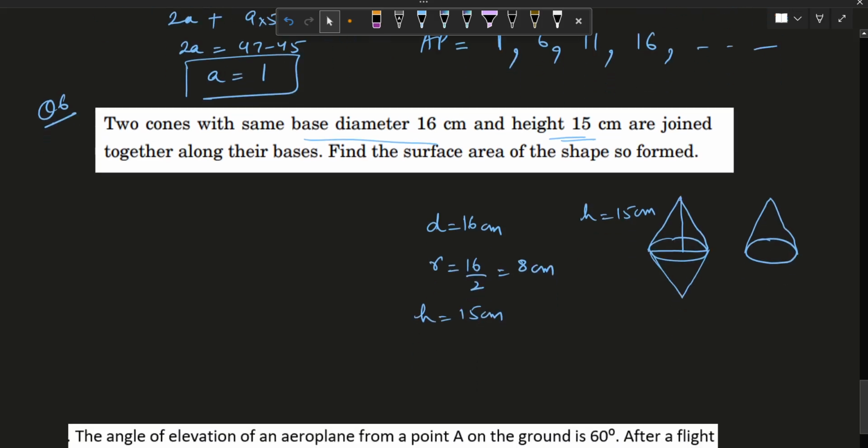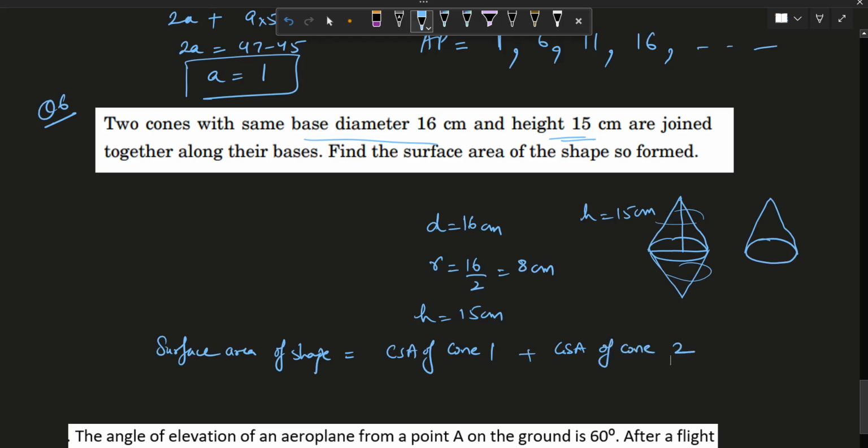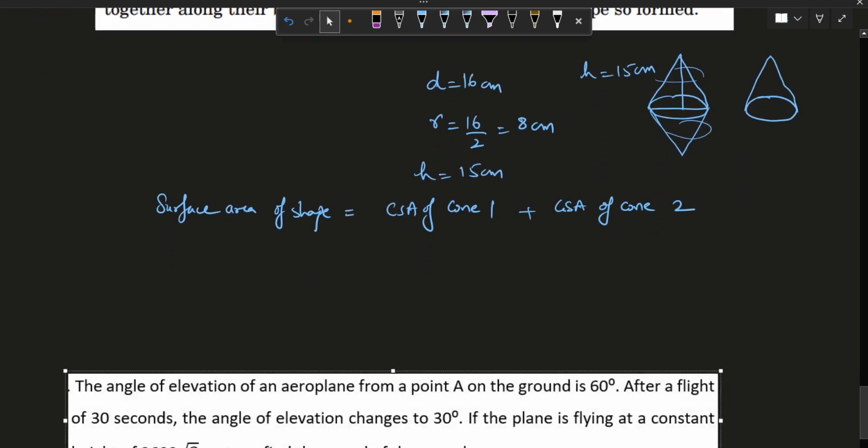Surface area of the shape. What will be the surface area of the shape? You can only see the curved part, am I right? So it will be CSA of cone 1 plus CSA of cone 2. And both are similar shapes only. They have same diameter, same height. So you can write it as pi RL plus pi RL. So you can say it 2 pi RL. Okay. Very easy question. What else you have to do over here?